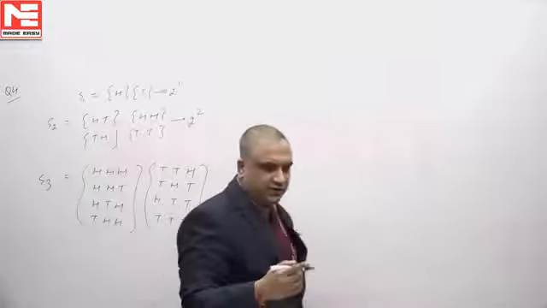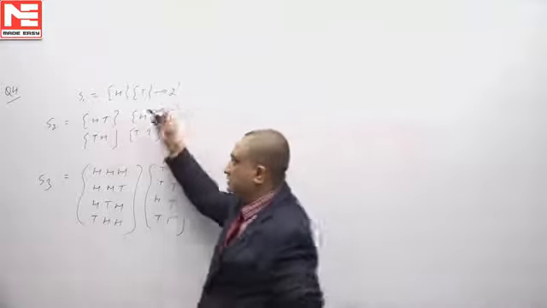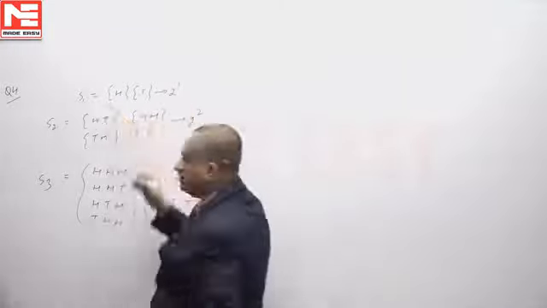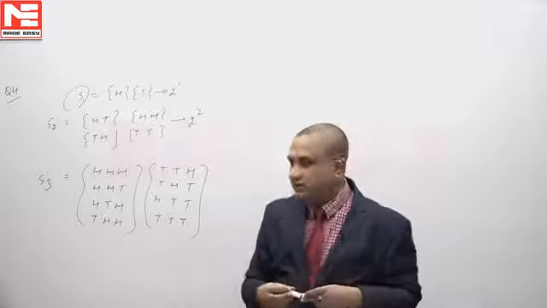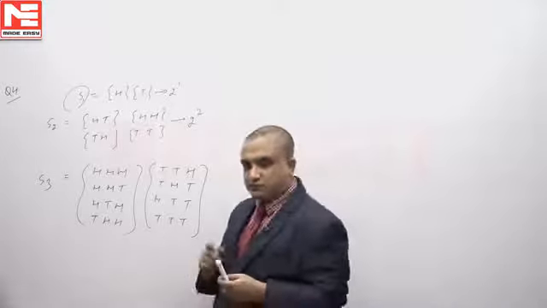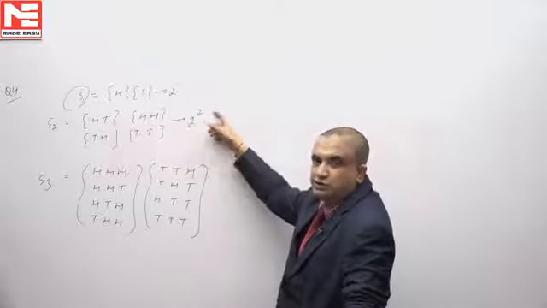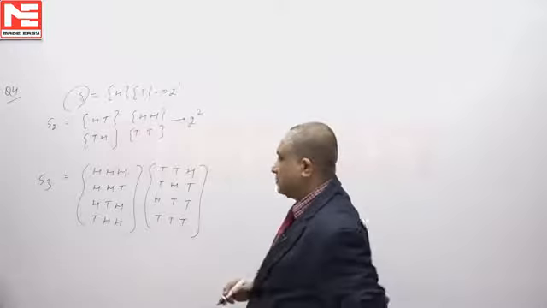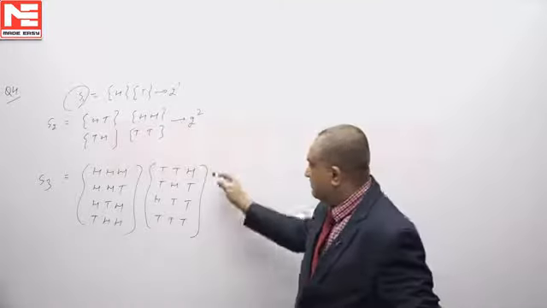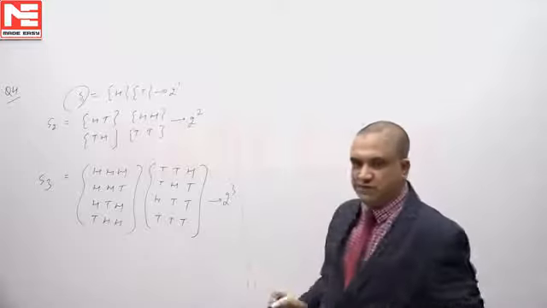When a coin is tossed once, it will have 2 outcomes. It can result in a head or a tail. The sample space will contain only 2 outcomes. When a coin is tossed twice, it will result in 4 outcomes. The first coin can be tossed in 2 ways, the second coin can also be tossed in 2 ways. So 2 into 2, 2 squared, that is equal to 4 outcomes. And when a coin is tossed 3 times, the sample space will include 2 cubed, or basically 8 outcomes.